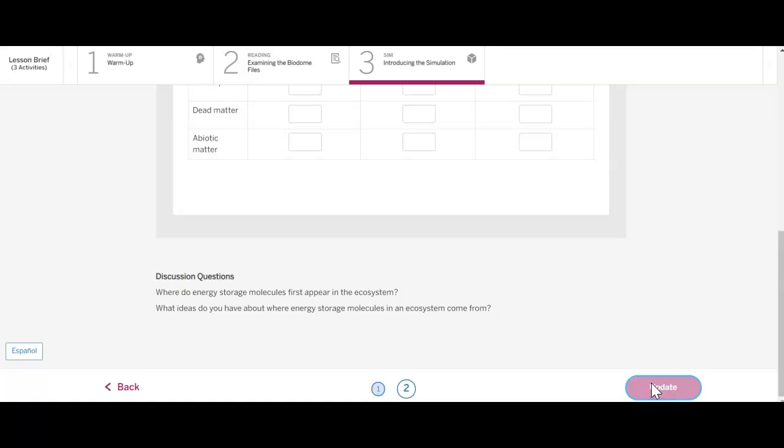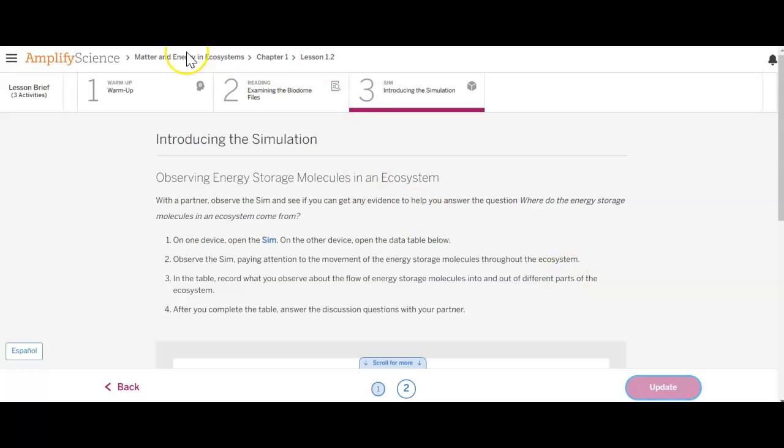Make sure you've answered all the questions in this Edpuzzle. If the directions are tricky, go back and rewatch it, and then complete the simulation materials that are in Matter and Energy and Ecosystems, Chapter 1, Lesson 1.2, the 3rd tab. Make sure you are looking at both bubbles, and then you are handing it in. I hope that makes sense.